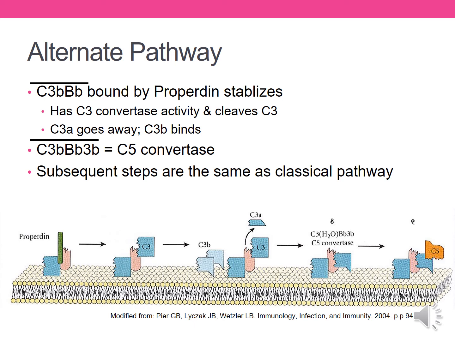So now this will create our new enzyme. We now have C3b, big B, little b, 3b. And this is called C5 convertase. And then the subsequent steps are the exact same as the classical pathway.